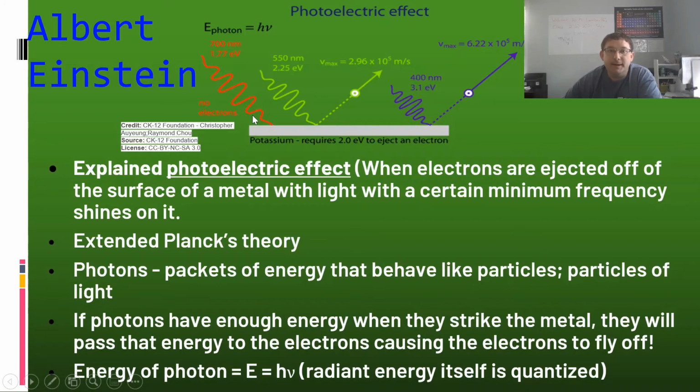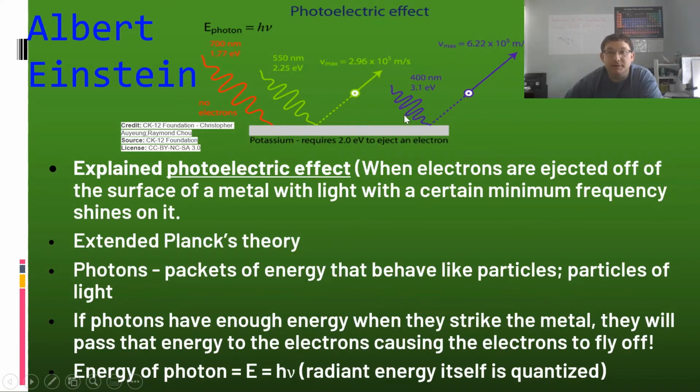We see that red light hits it, which has a long wavelength. If you think back, red light has a long wavelength, which means it has a low frequency. Then we have this green light here hitting it, and we see that an electron is ejected. Red light, nothing happens. Green light, ejected. It has a wavelength of 550 nanometers. We could take this and calculate the frequency. And we see it also happens with blue light.